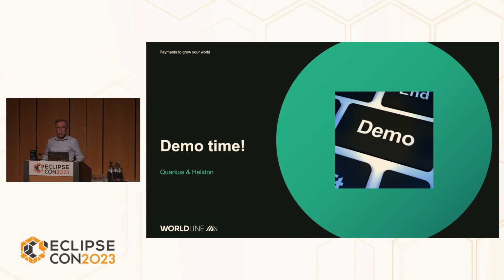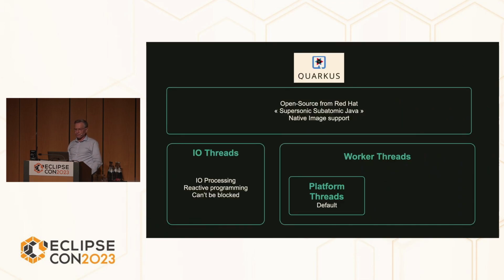In reality, we don't have to create virtual threads ourselves. We can rely on our framework, which does the job. Let's take the example of Quarkus and Helidon. I guess most of you know Quarkus, at least the name. Quarkus enables building fast microservices, cloud-native Java applications.